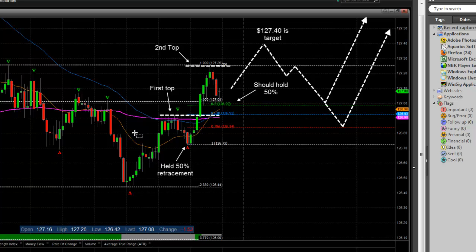This move here looks cleaner and stronger than the whole corrective mess from first thing in the morning. So that was telling you that possibly the market really was changing its structure and was going to move higher. So you have to be aware of that.